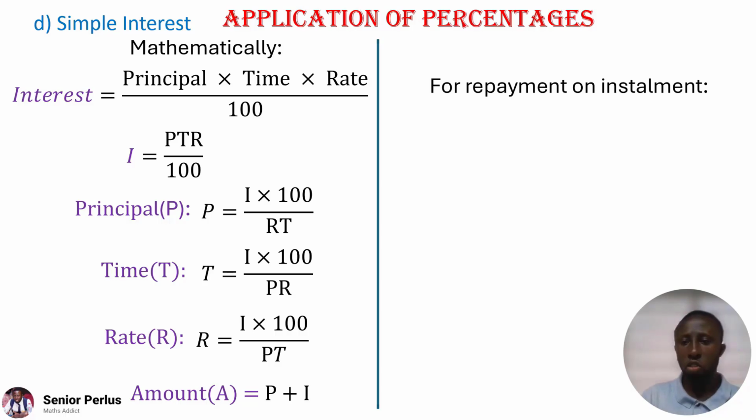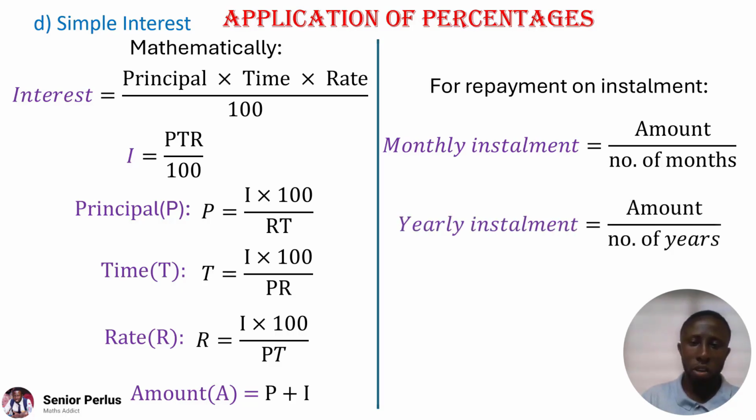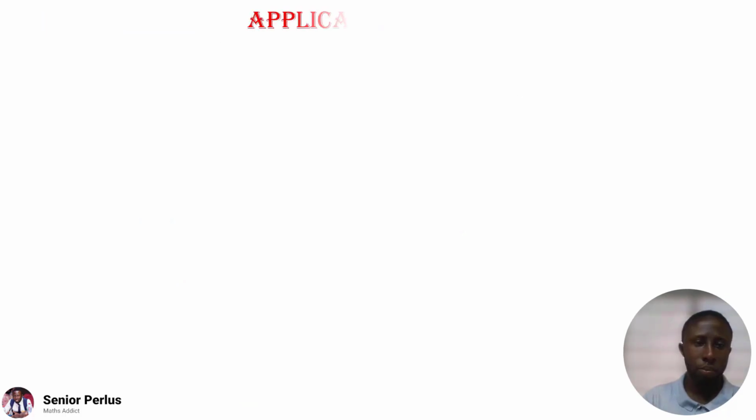For repayment on installment, if it is monthly installment, it's the amount out of the number of months. But if yearly installment, it's the amount out of the number of years. So this is what you have to know under simple interest and maybe compound interest. You have to know this.